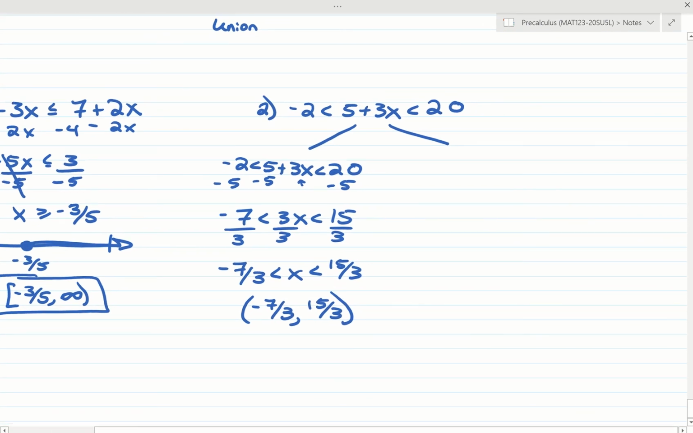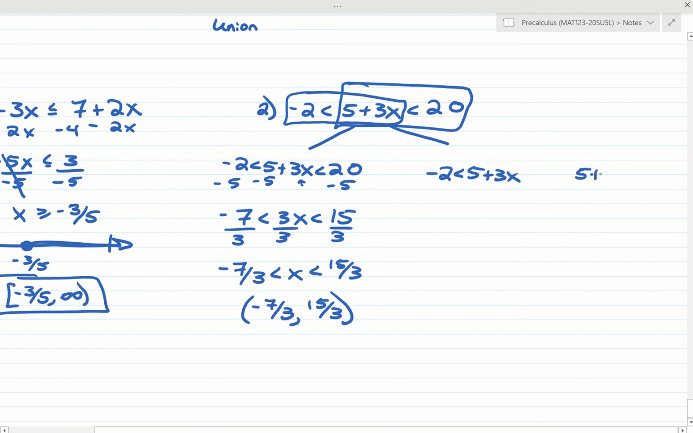The second way you could do a problem like this is to actually separate it, where this would be one inequality, and this would be the second inequality. So let's take a look. Negative 2 is less than 5 plus 3x, and the second inequality would be 5 plus 3x is less than 20. You don't want to cut this down the middle. That's not correct. The whole middle goes with the left and it goes with the right. Remember, when we are combining inequalities, we use a union.